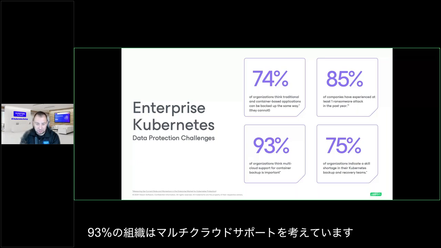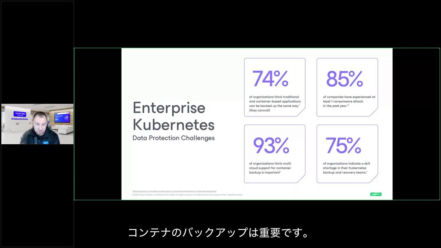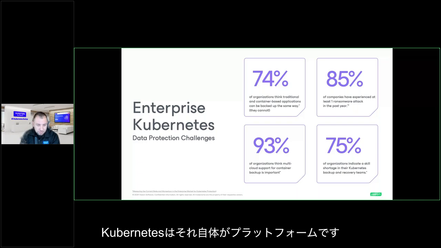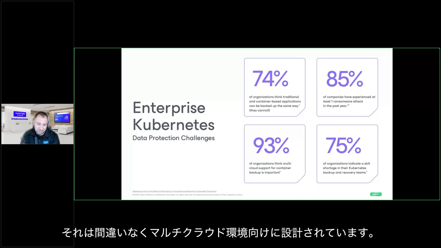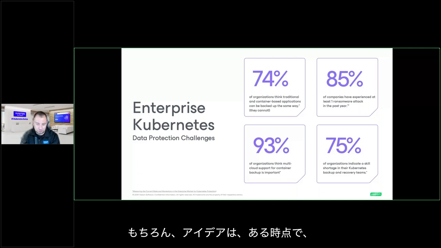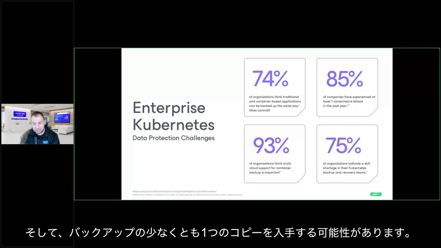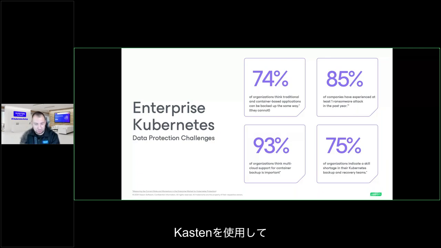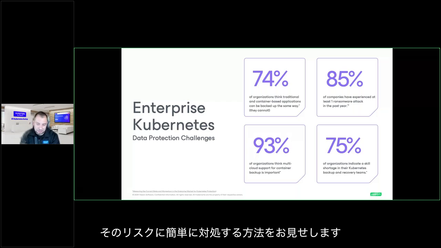93% of organizations think multi-cloud support for container backup is important. You will see that during the demo later on in this presentation. Kubernetes by itself is a platform that is designed for multi-cloud environments. To mitigate different types of risk, the idea is to get your workloads running on one cloud and potentially get at least one copy of your backup in a different cloud or a different environment. I'm going to show you how you can easily address that risk by using Kasten.